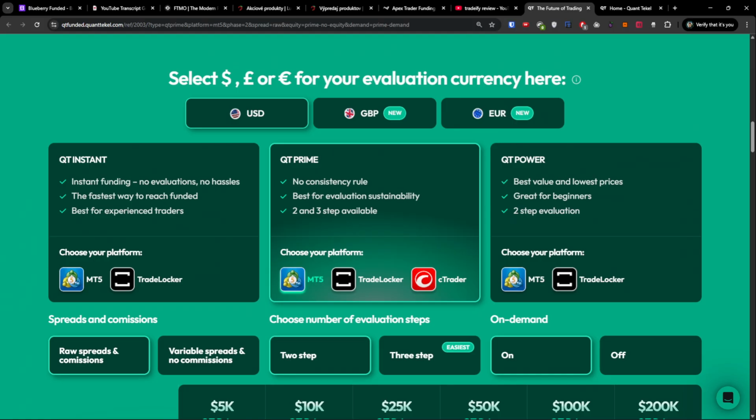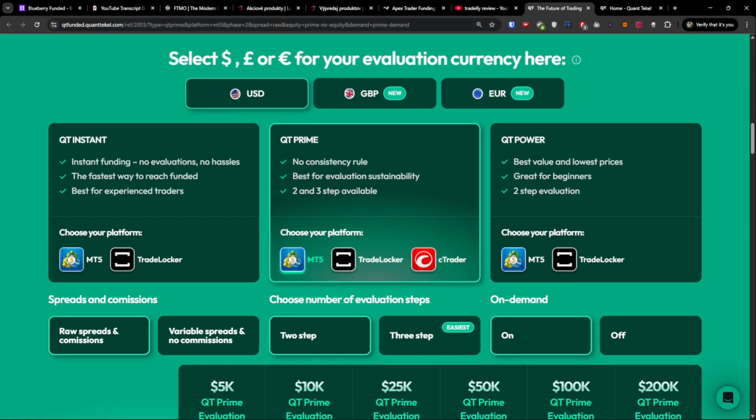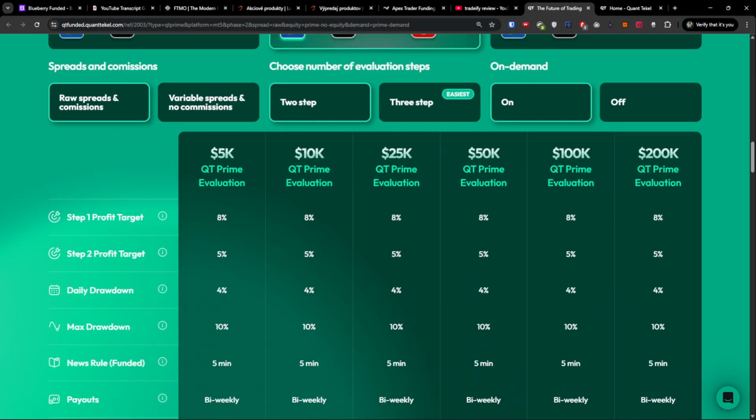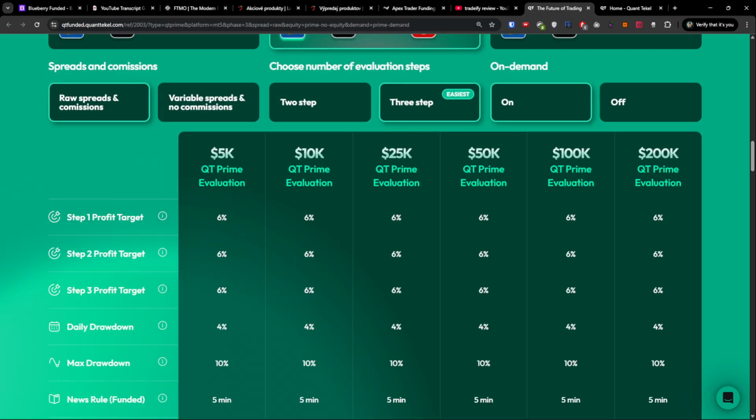Then you can also change whether you want Qt Instant, where you have no evaluations, no hassles, or you want to go with the Prime, or you want to go with the Power. It really depends on which one you prefer. And then you're going to have to choose the number of evaluation steps. So you can choose 2 steps, or let's say a 3 step.